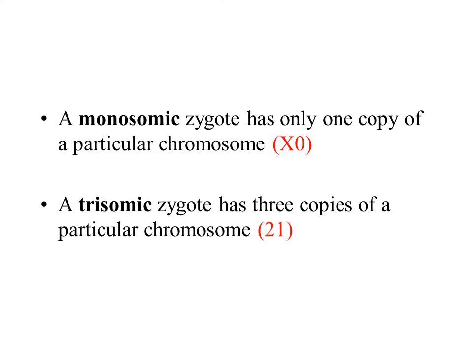So monosomic zygotes will have one copy of a particular chromosome. An example is Turner syndrome. This female will have one X, and she is supposed to have two X's. A trisomic zygote has 3 copies of a particular chromosome. In the example, we're looking at Down syndrome. That individual will have an extra chromosome number 21.